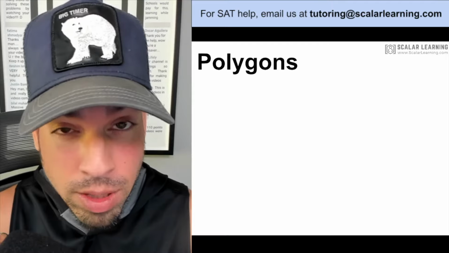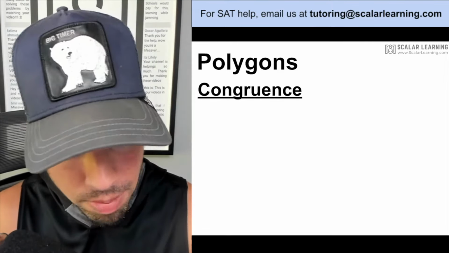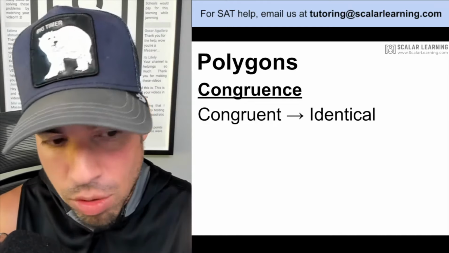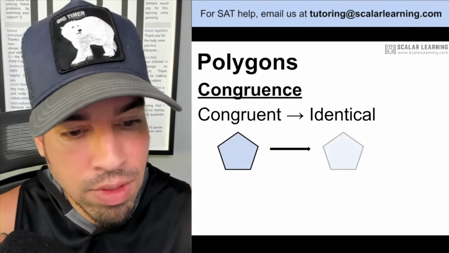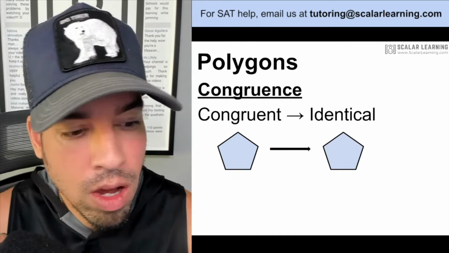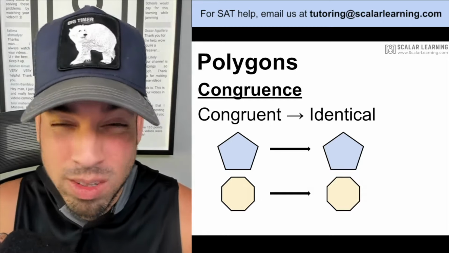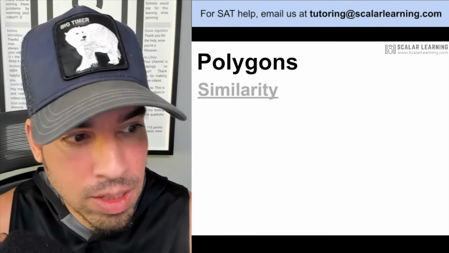Now we're going to talk generally about polygons and some basic definitions. So first of all, what does congruent mean? Congruent means identical. So two shapes are congruent if they are the exact same, meaning they all have the same side lengths and angle measures. Another example here with this octagon, those are congruent. They're exactly the same.